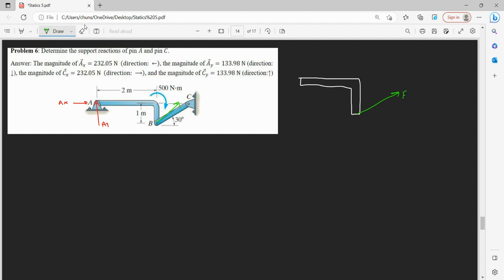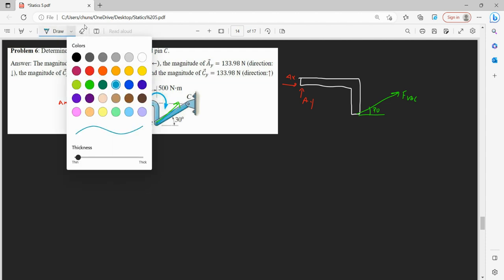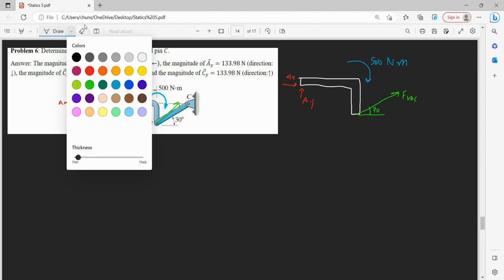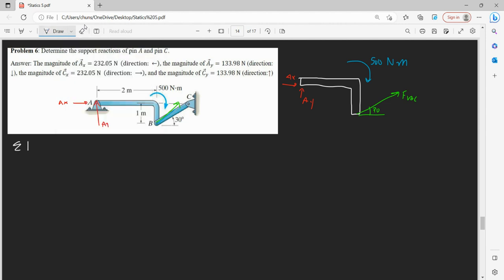So let's call this FBC, some important geometry. We have 30 degrees with the horizontal. We've got AX and AY, as well as a free moment acting clockwise, 500 Newton meters. Okay, so that's how we use 2 force members to quickly simplify a complex problem. Same as always.